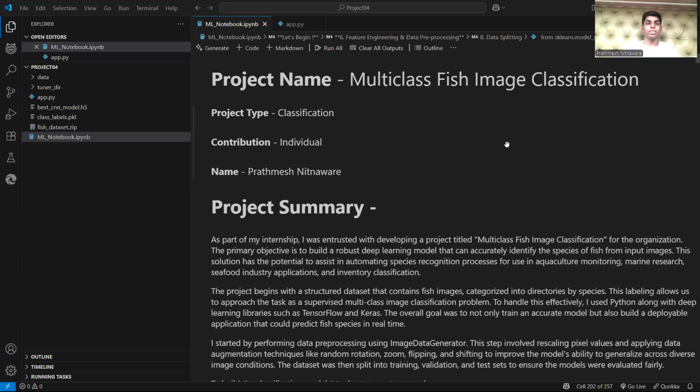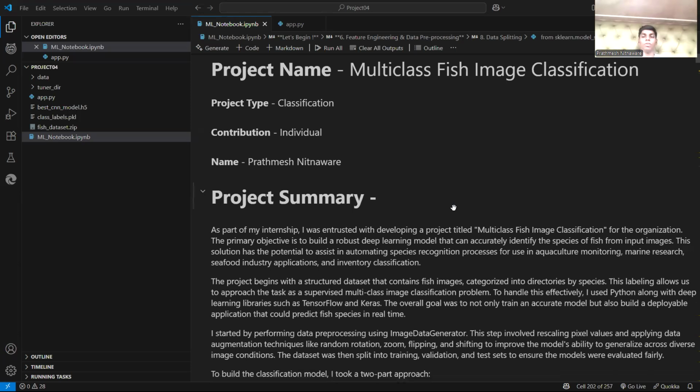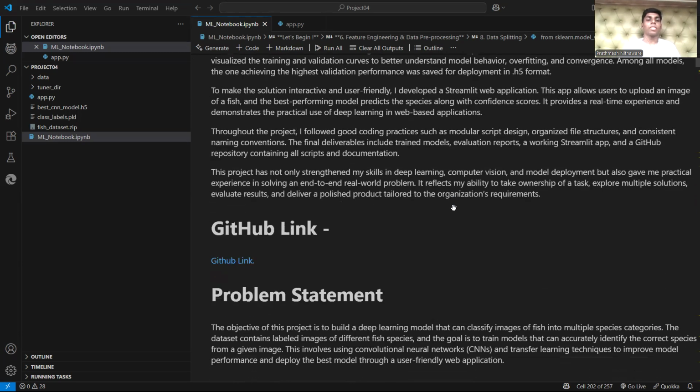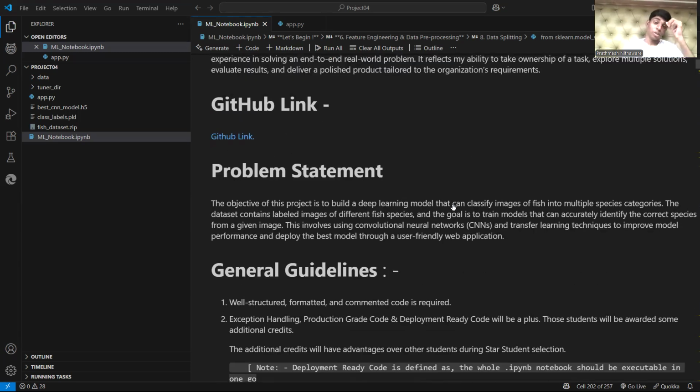So hello, I'm Pratham Ritna and I have done this project of multi-class fish image classification. It was a part of the internship that I am doing. In this project, I've trained the convolutional neural network, that is CNN, from scratch, giving me a strong understanding of how custom architecture behaves with our dataset. I've provided a GitHub link over here, you can go and check it.